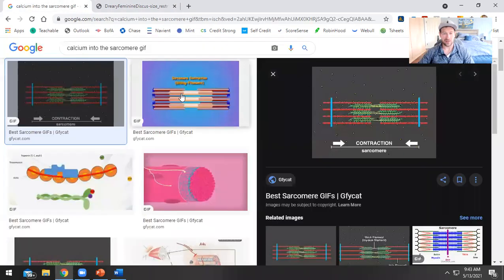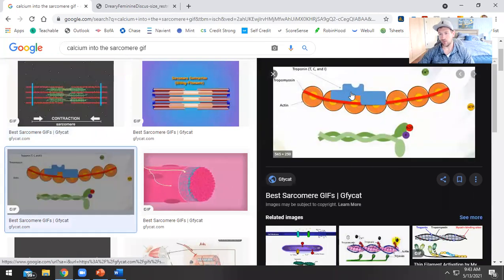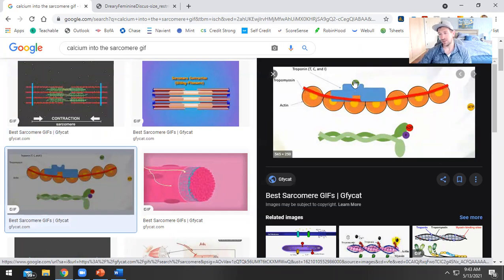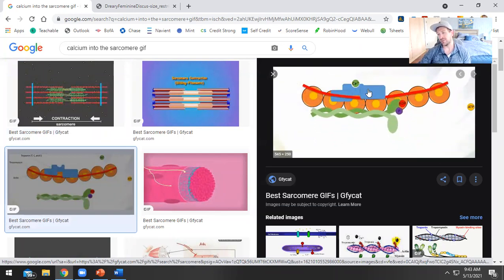Basically, what really happens is troponin, which again is living on the tropomyosin, binds to the calcium, and then it lifts that band up, which is what we're seeing here, right? This isn't bad. This is kind of an okay GIF.